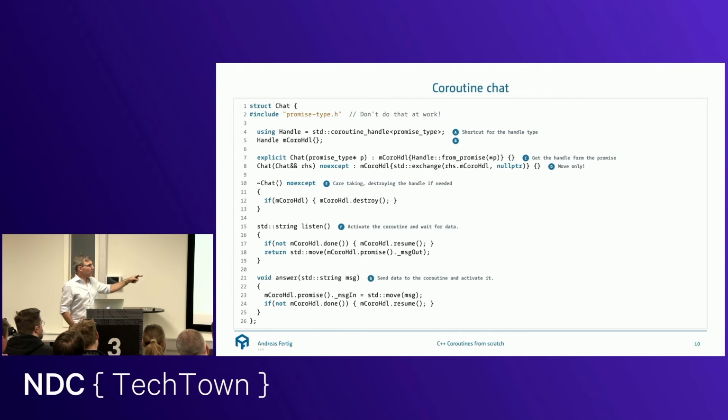The other way around is answer. That one takes a std::string, and I do the same thing. I use the coroutine handle to get to the promise type, to get access to my std::string mMsgIn, and I move the just received std::string to mMsgIn. So this is how I get a value into the promise type, and with that into the coroutine. And after that step, I once again check, is the coroutine still alive, and if so, I resume it. And now it has the value. So this is the implementation for the coroutine chat.